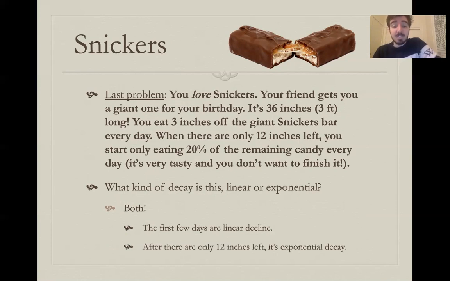And then when there's 12 inches left, it becomes exponential decay, right? You start eating less and less of it every day. You eat 20% of it every day. But because the Snickers bar is getting shorter and shorter, that 20% represents less and less of the remaining Snickers bar, so you're taking a smaller and smaller bite out of it every day.